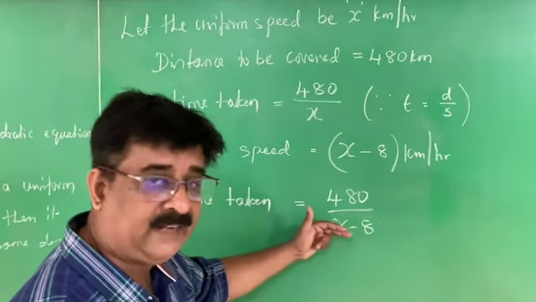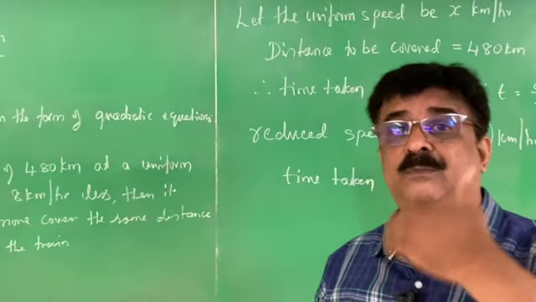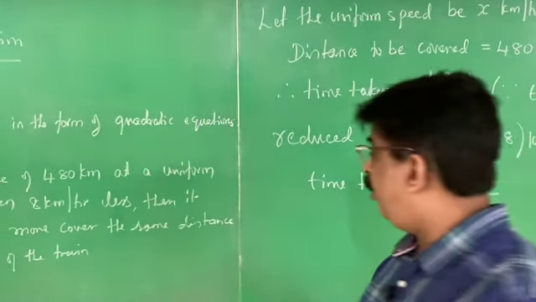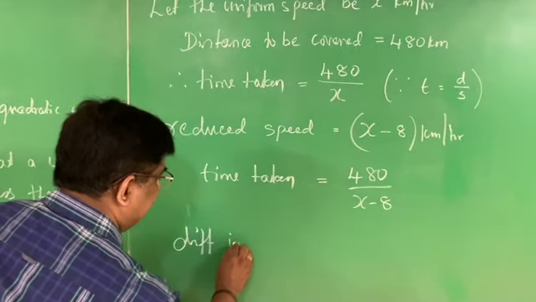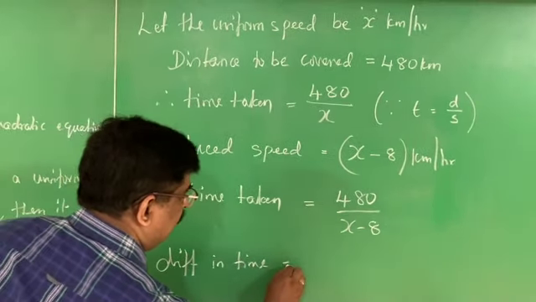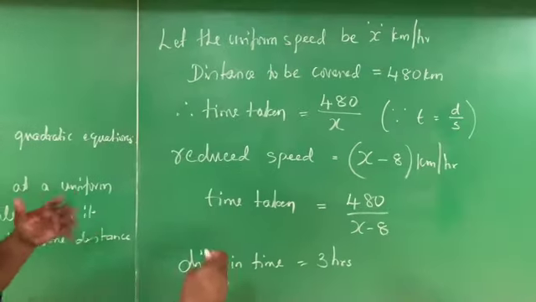What is the difference of time? They are given the difference of time. The train would have taken 3 hours more. Therefore, difference in time is equal to 3 hours. See, this much you have to write as data.